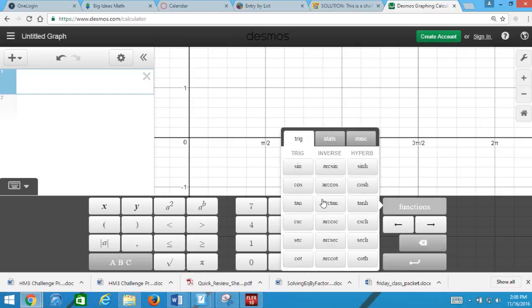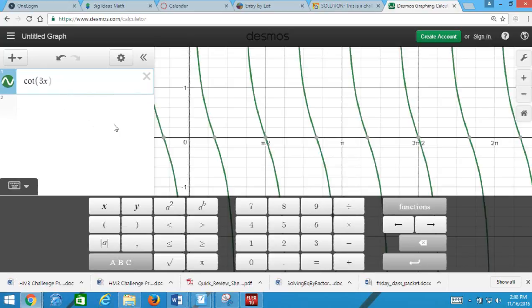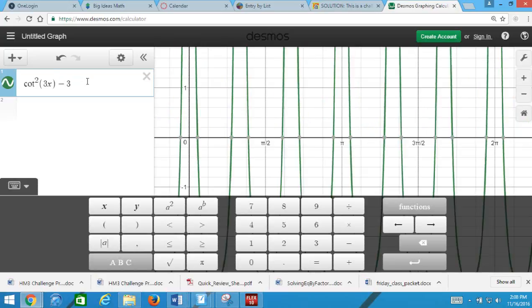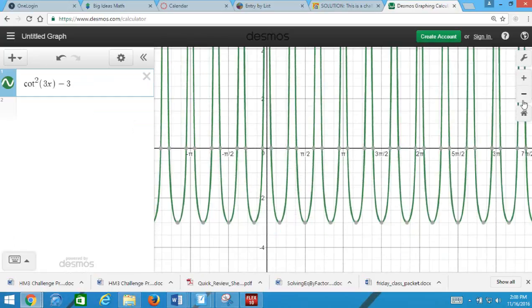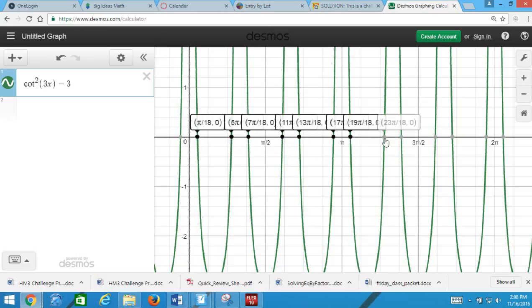How are we going to do it? Cotangent squared 3x. And then how do you make it equal 0? Minus 3. So between 0 and 2 pi, we have 1, 2, and look, it's all the numbers that I just listed when you're clicking on it.